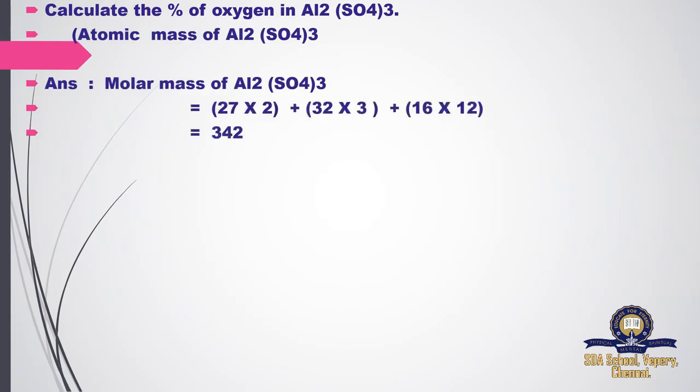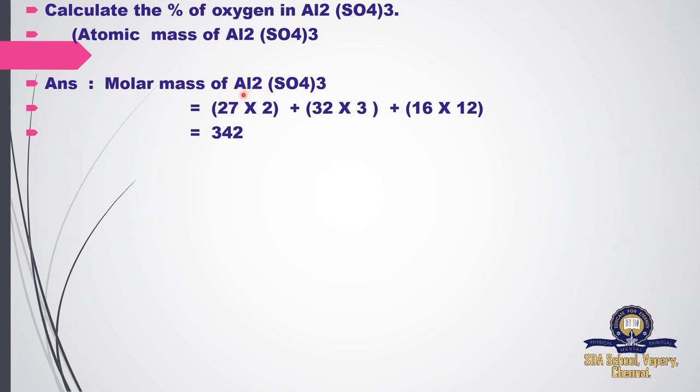Here also we have the same type of sum. Calculate the percentage of oxygen in Al2(SO4)3, that is aluminum sulfate. Atomic mass of aluminum sulfate: individual elements' masses we need to multiply, then we can get the total molar mass.